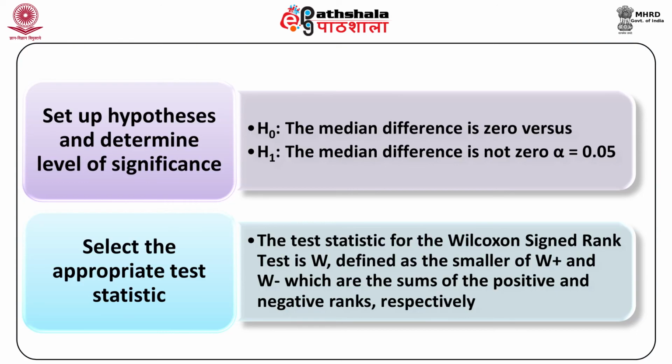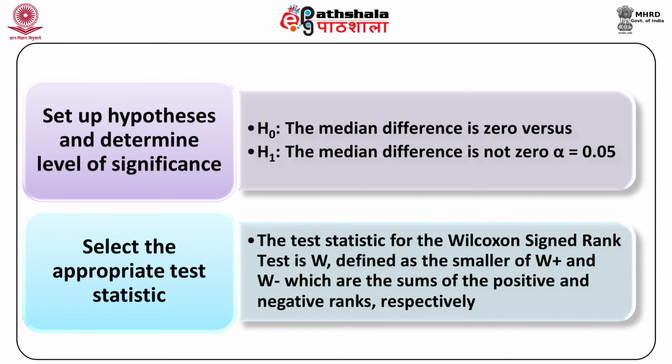Solution. First step is to set up the hypothesis and determine the level of significance. Here, the null hypothesis is the median difference is 0, versus the alternate hypothesis, the median difference is not 0, and alpha equals 0.05.